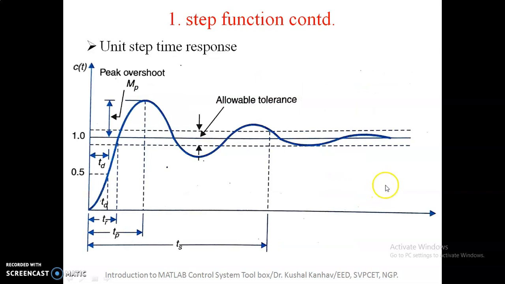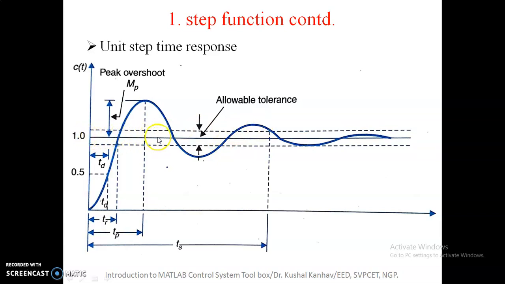Now the first function that we are going to learn is a step function, and we are supposed to plot the unit step response, or the time response, for a closed loop control system. This is a standard underdamped response of a second order control system. So you can find that it is a unit step input.